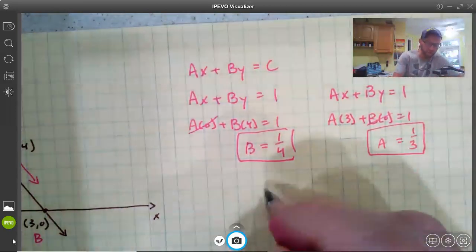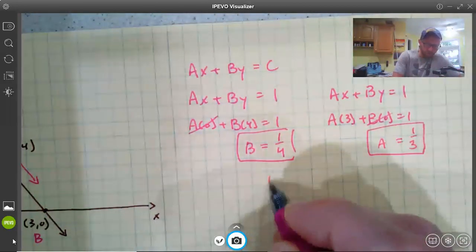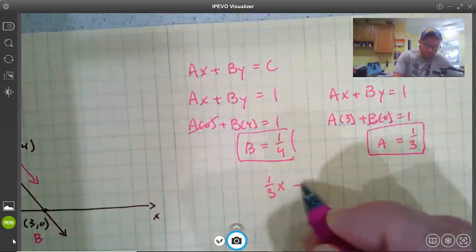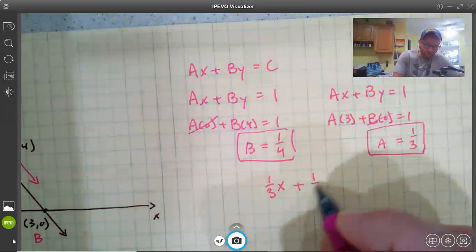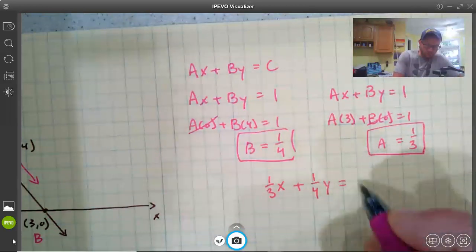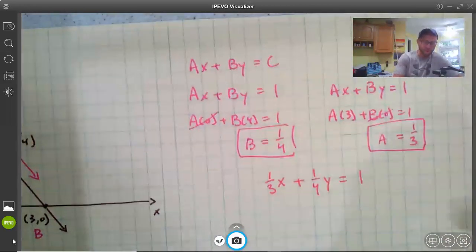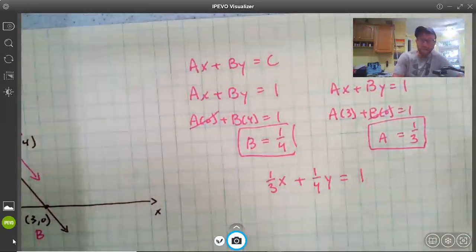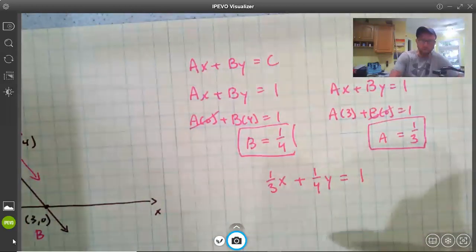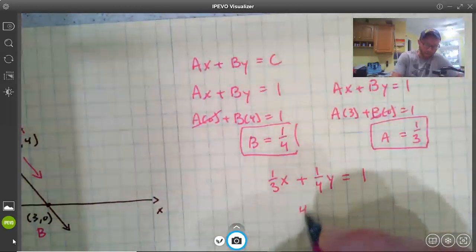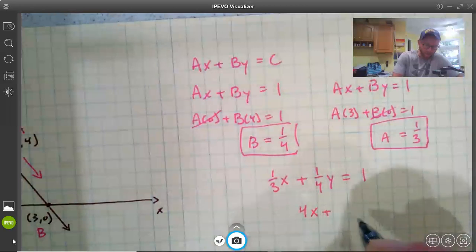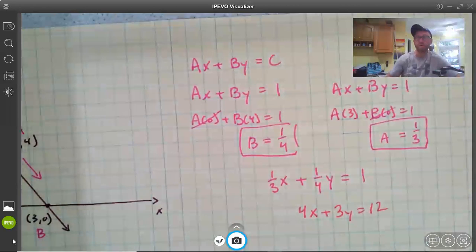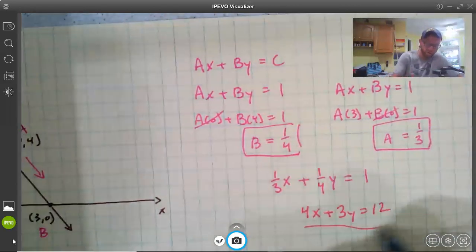And I end up with a was 1/3, so 1/3 x plus b was 1/4, 1/4 y equals 1. I could scale this up. If I multiply everything times 12, that's going to eliminate both of our fractions here, I would end up with 4x plus 3y equals 12, if I wanted to. So there's another form of the equation.